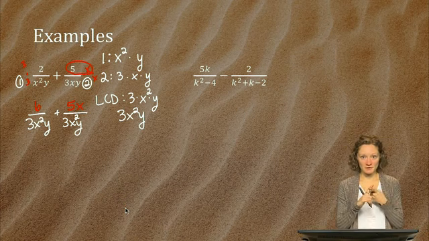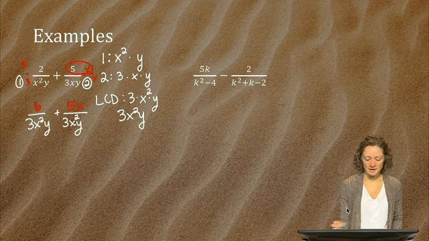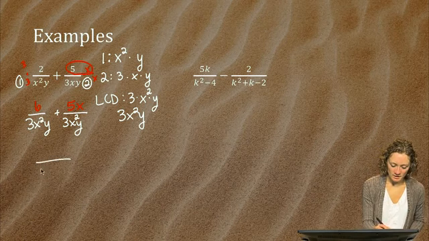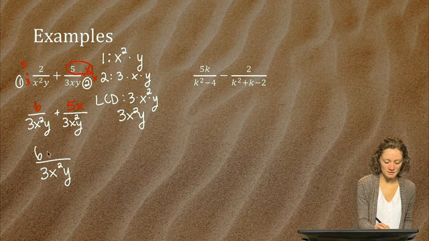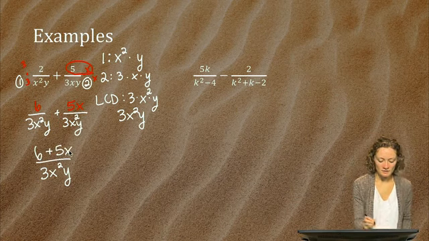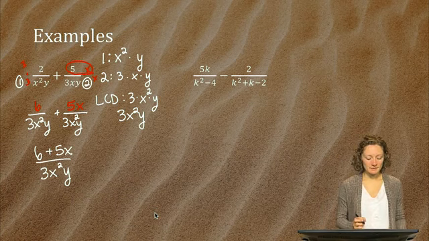All right, so we found an LCD. We converted them to have the common denominator. Now we actually add or subtract. In this case, add. We have the same denominator, 3x squared y, and in the numerator, don't forget it's addition, 6 plus 5x. And then our last step, check if you can simplify in any way.